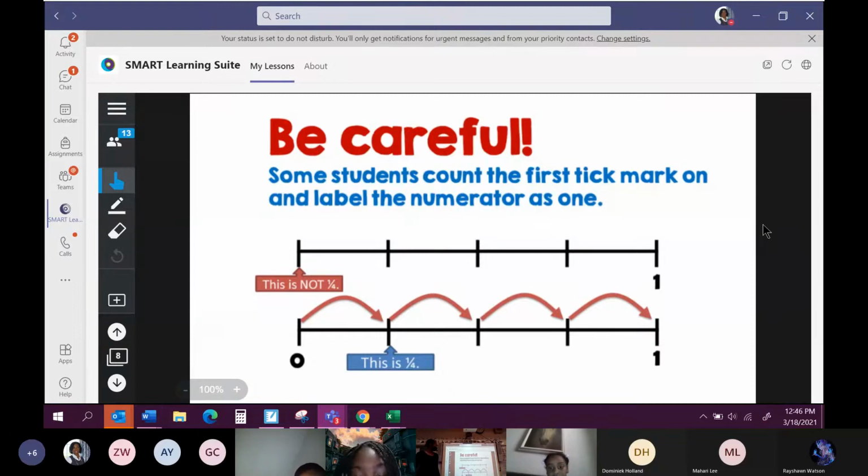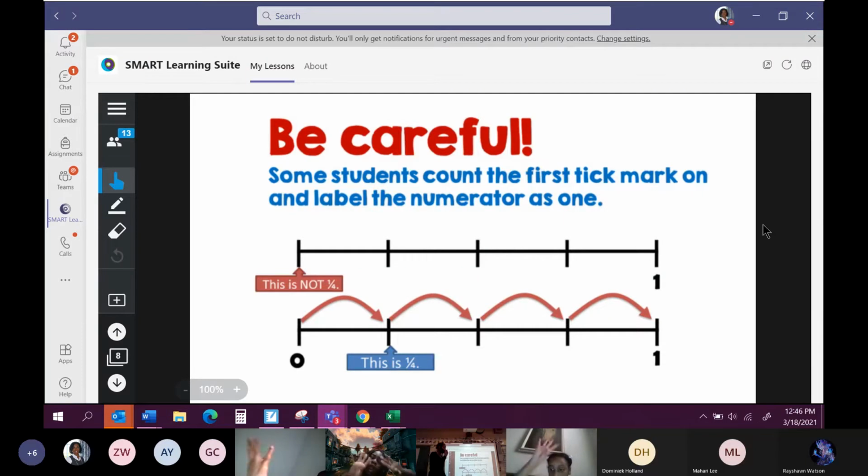Some students count the first tick mark on and label the numerator as 1. Yes. Some people, if they see 2/3, they start counting like this: 1, 2. But that is completely what? Wrong. If you are starting at 0, you take your first jump, and that is what? 1. You take another jump, and that is what? 2. You take another jump, that is what? 3. Another jump, and you got what?